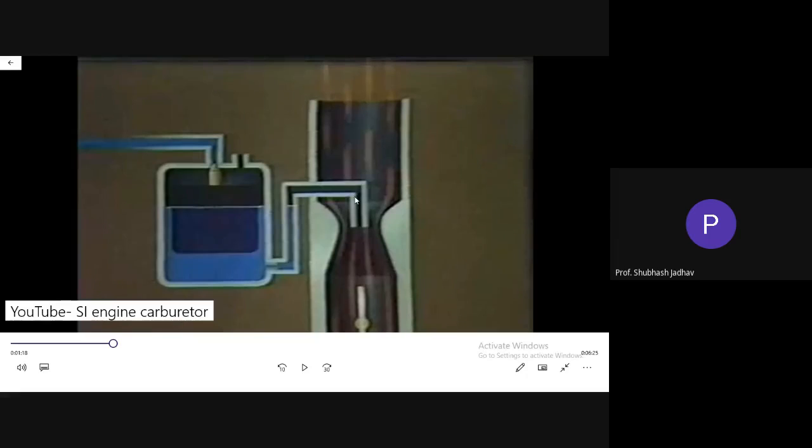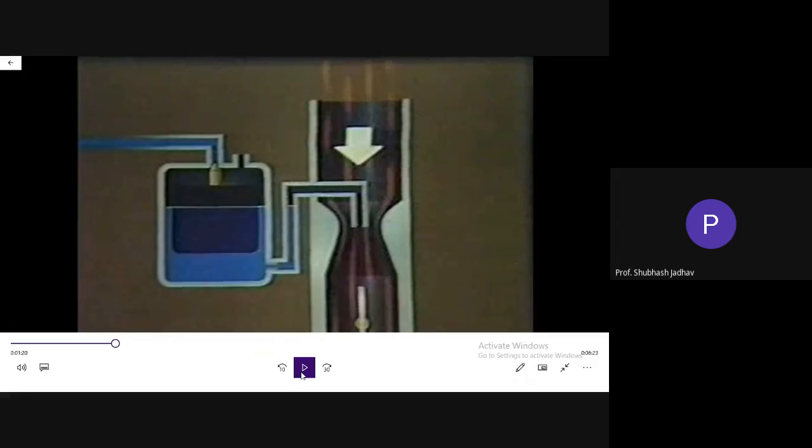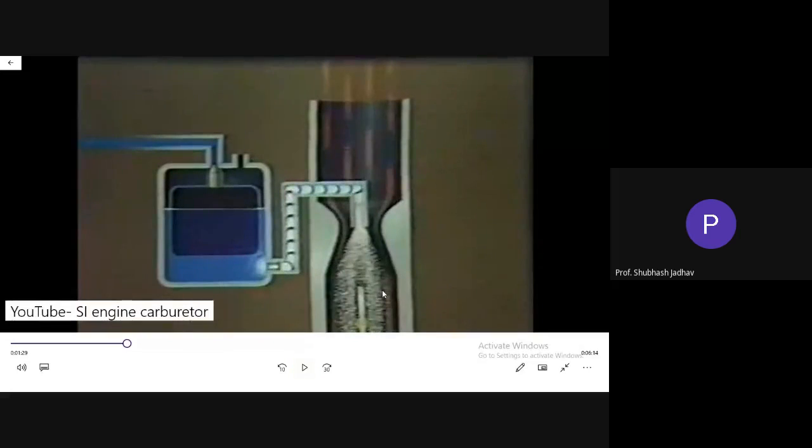Whenever the suction is acting over here, at that time only fuel will come out. That is being demonstrated. Air is flowing, and due to that, fuel is being sucked. So this is the working principle of the fuel air mixture. Air is coming from here, fuel is coming from here, and the mixture is being prepared. The throttle valve is open now, and therefore the prepared mixture will be going out.